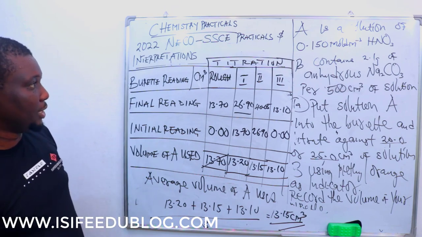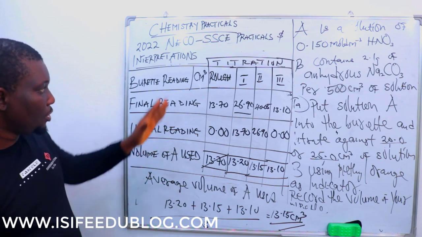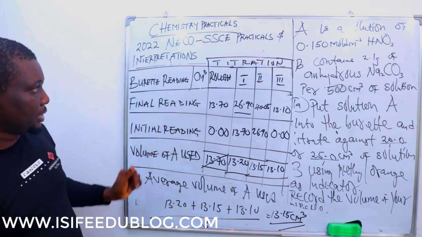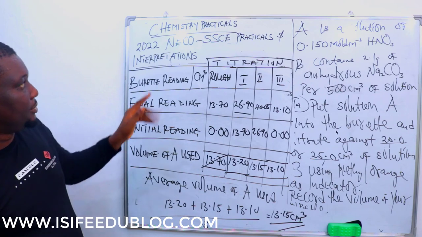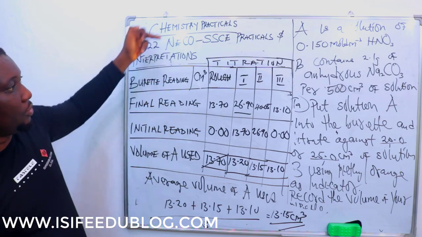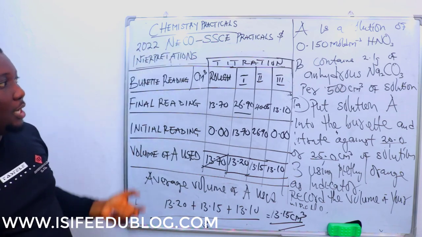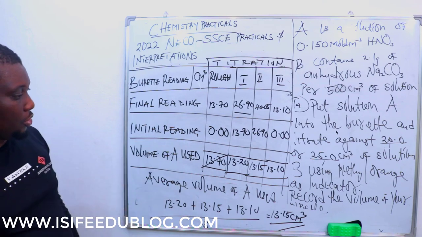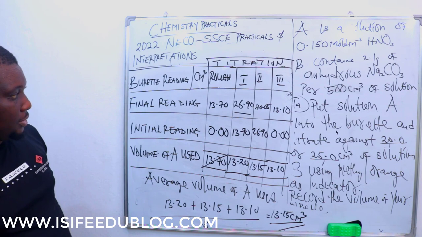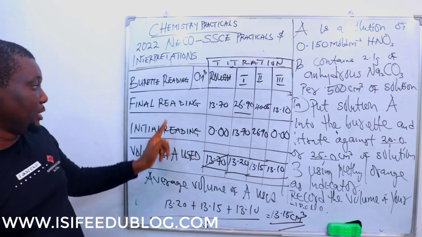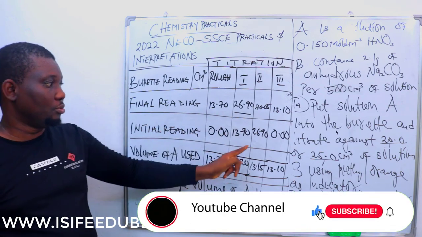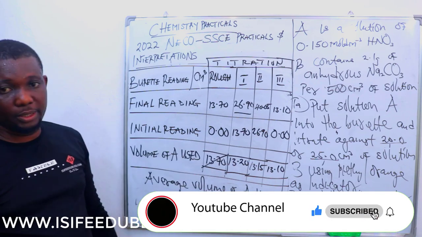And the same thing with concentration. So this is what it is at this point. Then don't forget to make sure that before this table you have recorded the volume of your pipette and stated the choice of indicator you're using for this titration. So this is how to aim. And make sure that your final and initial readings are in two decimal places.